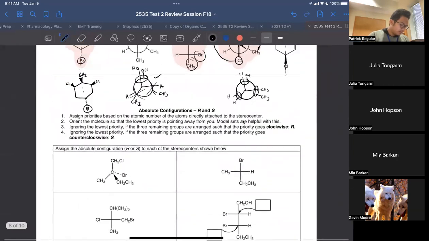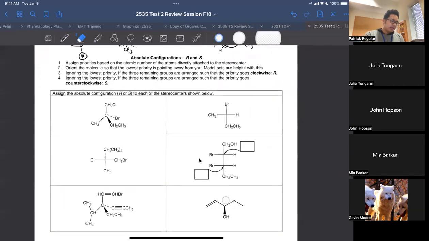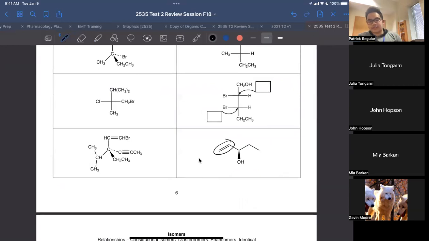All right. Let's move on to absolute configurations, R and S. Something to remember is that R and S only apply to tetrahedral atoms. So if you see a dashed and a wedged, it's a pretty big indicator that you have R and S. Remember, alkenes right here don't have R and S. It's not tetrahedral. There's not four bonds.